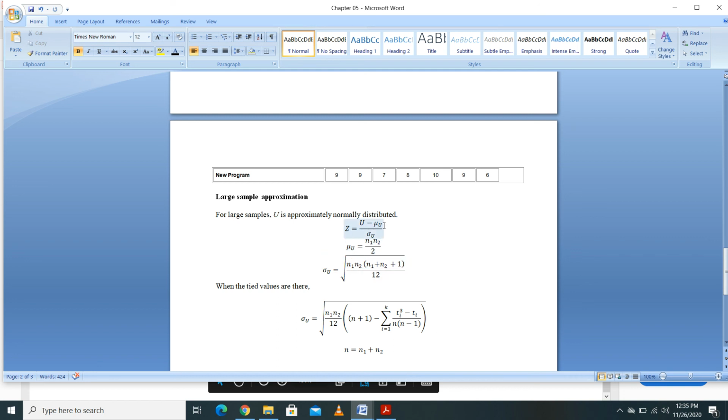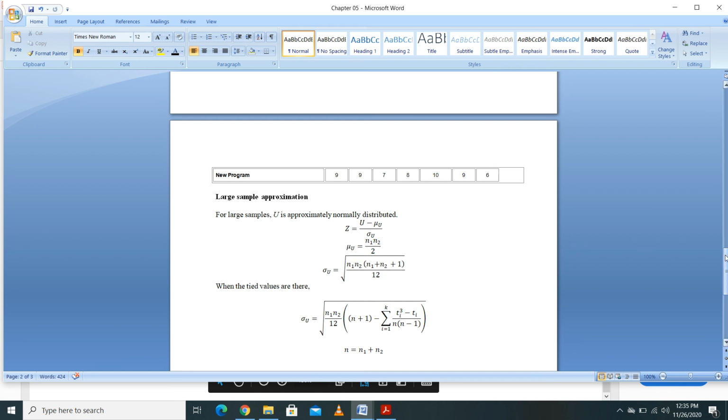In this case, we know when you convert the random variable into standard normal, we have to subtract the mean and divide by the standard deviation. For the mean, you can take N1 times N2, where N1 is the sample size of the first sample and N2 is the sample size of the second sample, divided by 2. And the standard deviation is the square root of N1 times N2 times (N1 plus N2 plus 1) over 12. So when you have the data set, you can calculate the mean and the standard deviation.